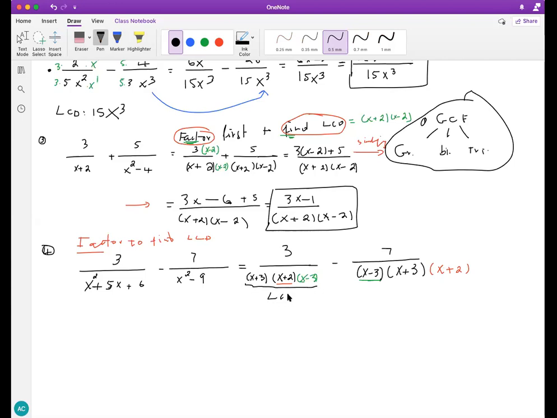LCD. Okay, so this is our LCD. This is not a fraction, it just means the LCD. So this is our LCD.